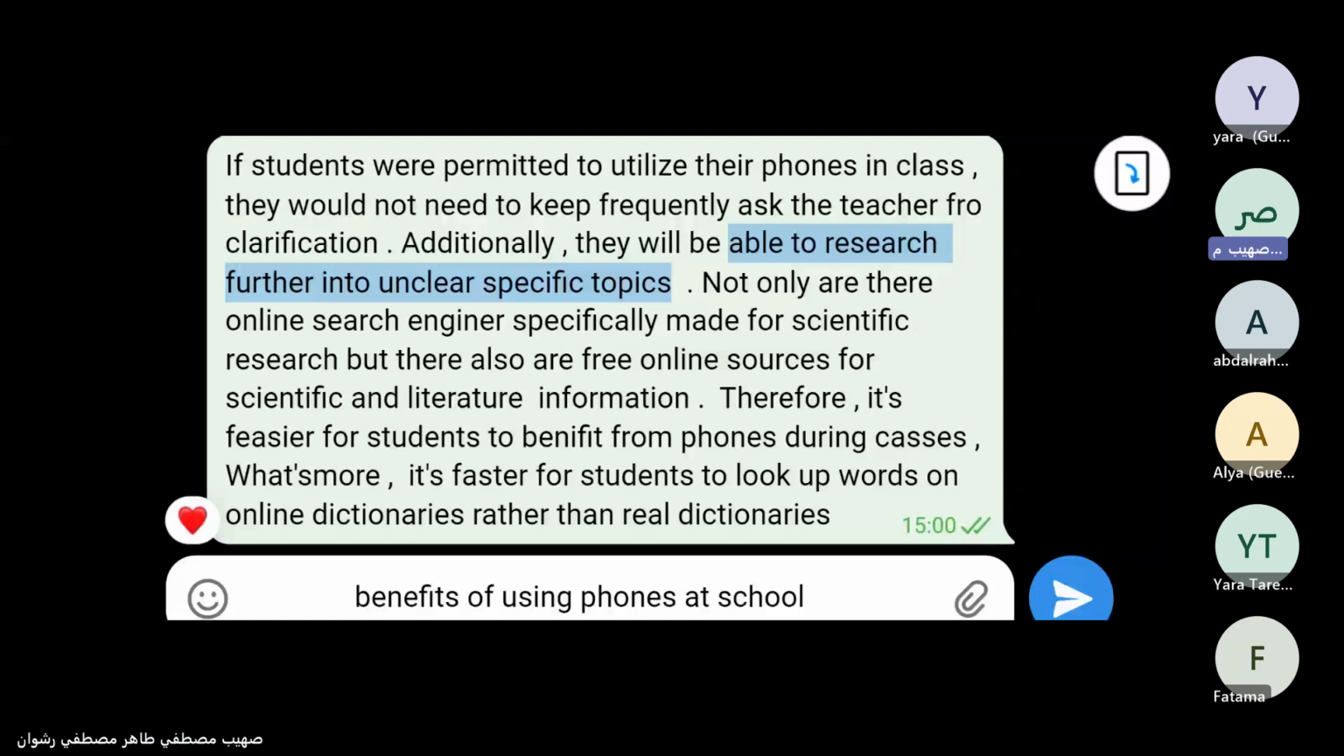The last idea is developed. I mean, it is explained, it is clarified. He said here, it's easier for students to benefit from phones during classes. How? How can the students benefit from the phone? He said here, it's easier for students to look up words on online dictionaries rather than the real dictionaries. Instead of "what's more," Abdurrahman, here, better to use, for example, okay?